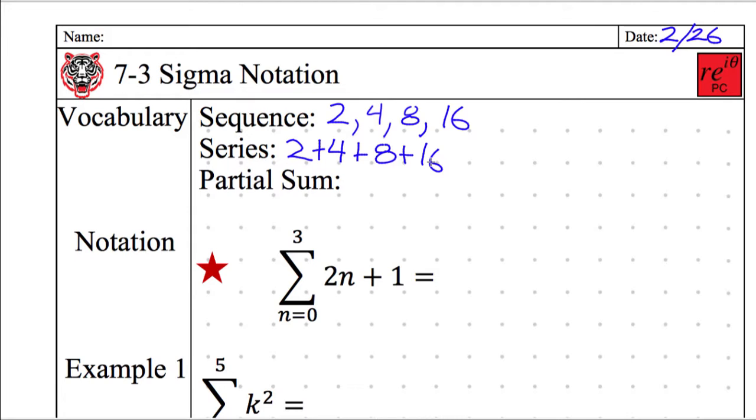Another name for a partial sum, by the way, is a finite series. Write it down: finite series. So it's basically just a fancy way of saying series. Everything that we're dealing with today is really partial sums because I'm only looking at a finite number of those added numbers. So let's talk about the notation.